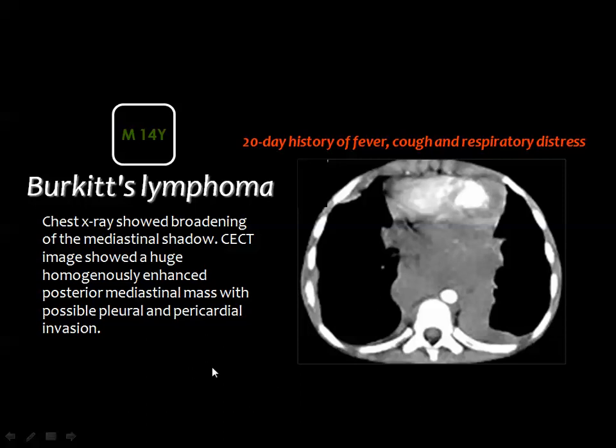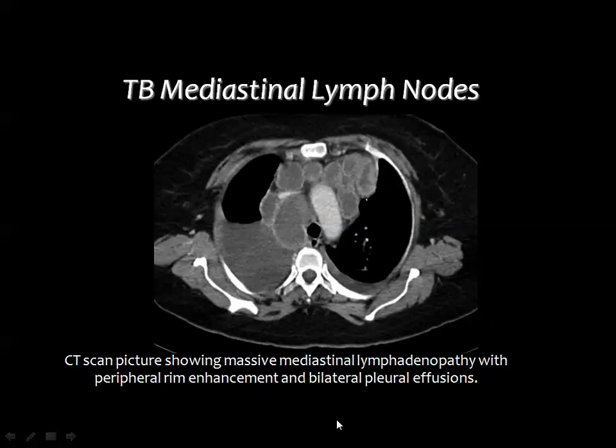Posterior group of lymph nodes, especially the azygoesophageal group and the subcarinal group, may be involved also by lymphoma, and this is an example of Burkitt's lymphoma, a huge homogeneously enhanced mass in the retrocardiac area, and it is seen here extending along the left-sided pleura and may involve also the right-sided pleura.